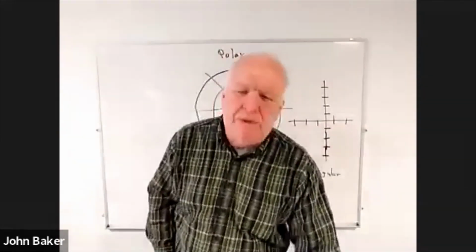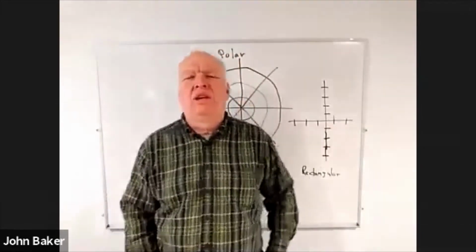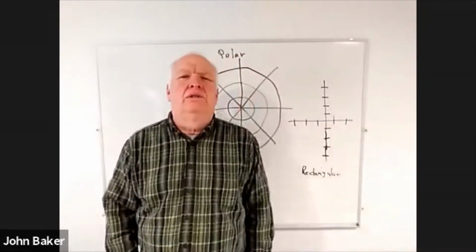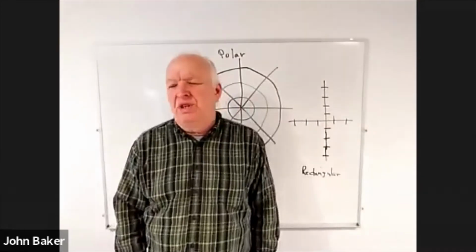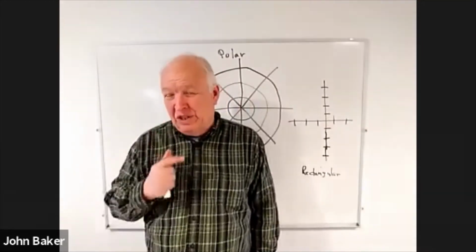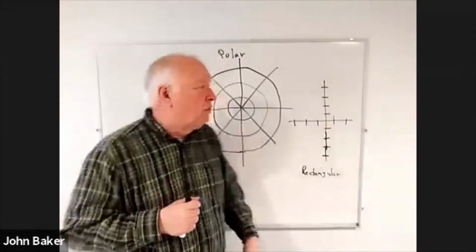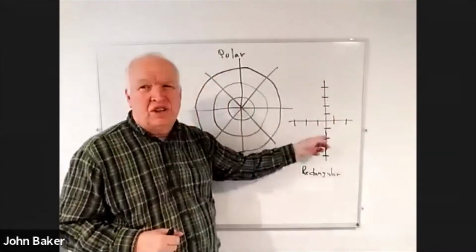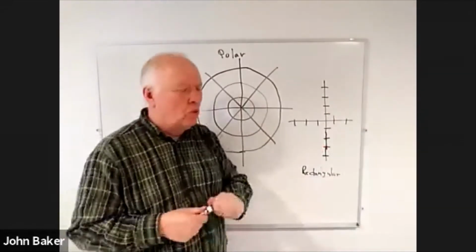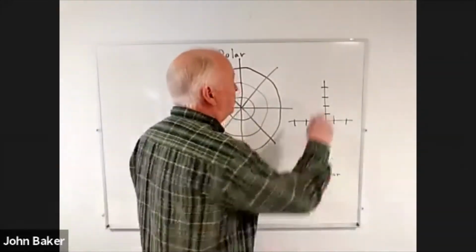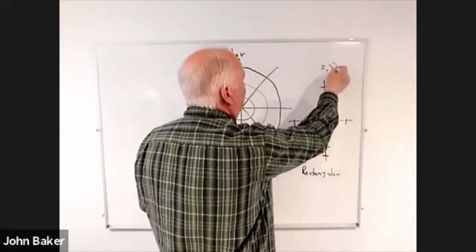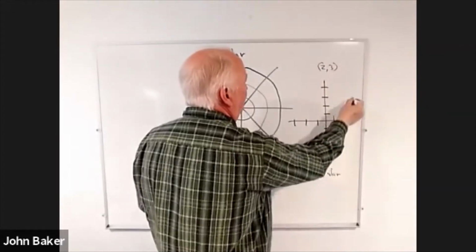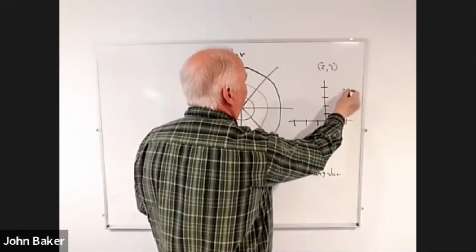Welcome to Chapter 9. We're going to be looking at the polar coordinate system, which is different from the rectangular system. So when we look at a rectangular system, we had an x-axis and a y-axis, and we use that to locate points. For instance, the point 2, 3 meant x was 2 and y was 3, and we'd put the point there.